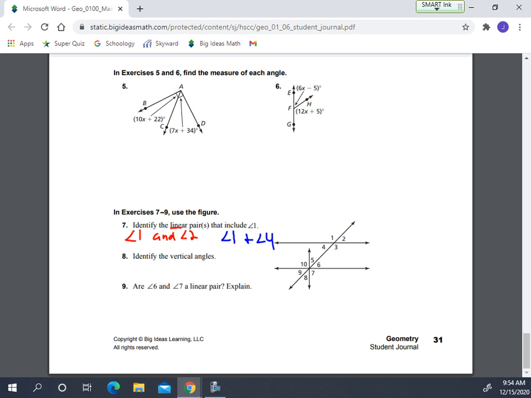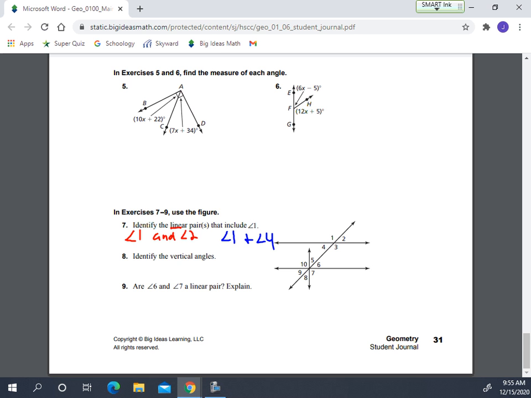Good. Identify the vertical angles. Okay? Vertical angles. We have 1 and 3. We have 2 and 4. We have anything down here? Yes, we have 7 and 10. We have 5 and 8. And we have 6 and 9. So multiple vertical angles there. Okay, I'm not going to write or list all of them. I kind of just did the polka dots. You guys can list all of those.